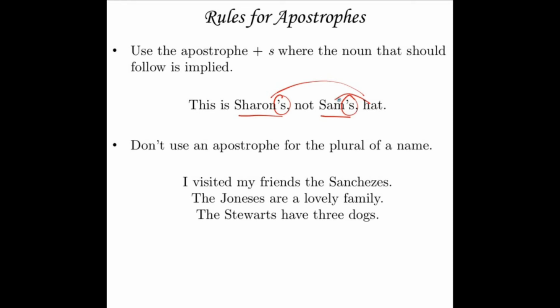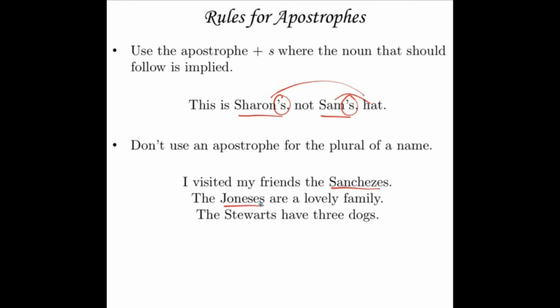Don't use an apostrophe for the plural of a name. So, I visited my friends, the Sanchez's. Okay, apparently you're friends with a family named Sanchez. The plural is Sanchezes. You don't use an apostrophe just to form the plural. You just stick the ES on the end because the name ends in Z.